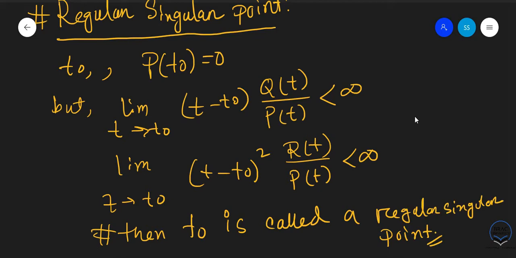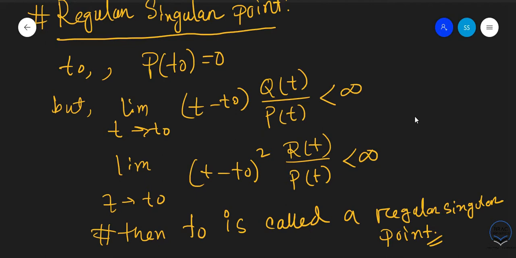Alright, and this is the formal definition of a regular singular point, and this means that even though p of t0, that means the function p of t at point t0, is 0, it's just analytic. That means at the regular singular points, the functions themselves are analytic. That's what it means.